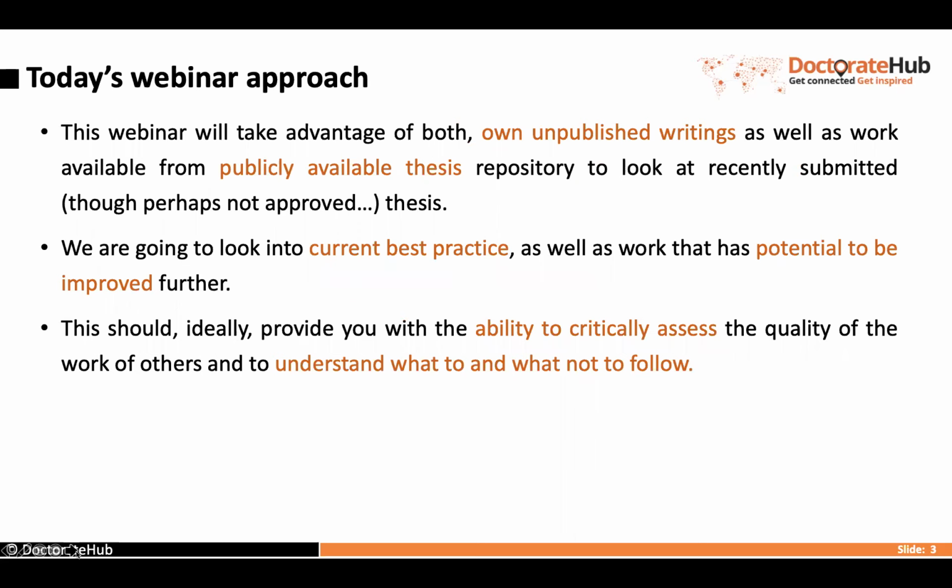Now, for today's webinar, the approach is a bit different from the other webinars because we will work very much with examples and excerpts from existing theses as well as from unpublished writings. So this shall show you what's best practice, what to pick on, but also to understand that a thesis is the outcome of 4 to 8 years of writing.